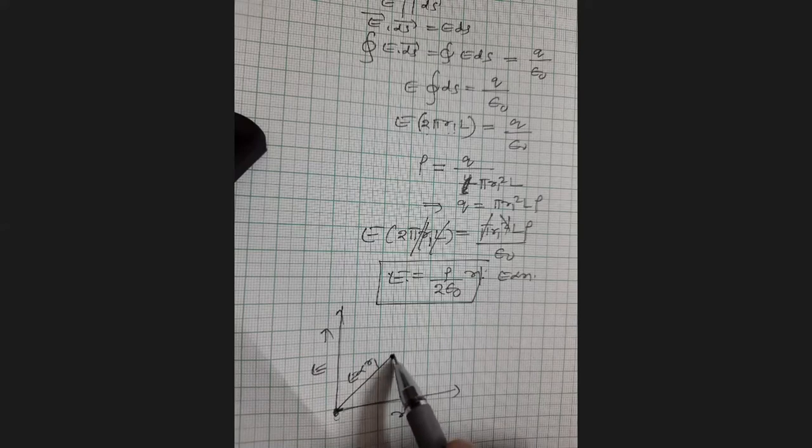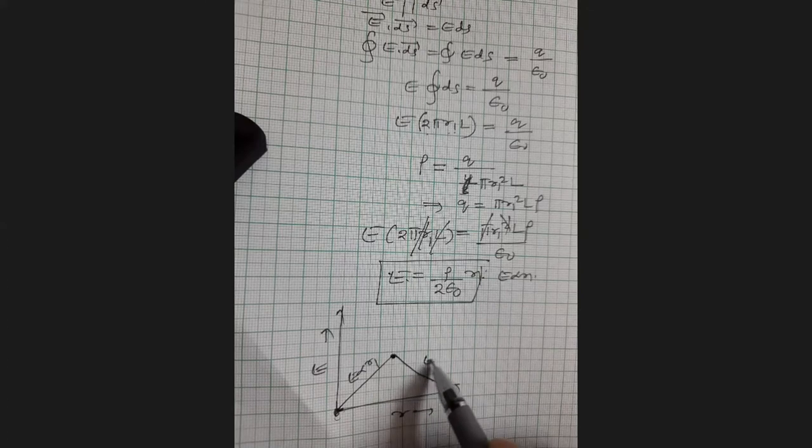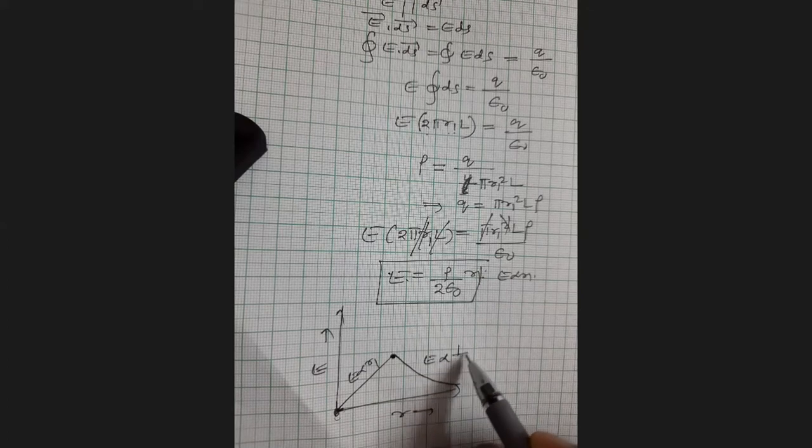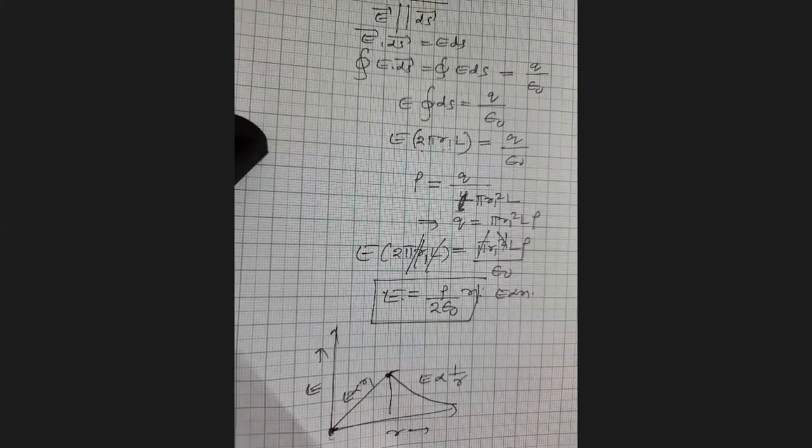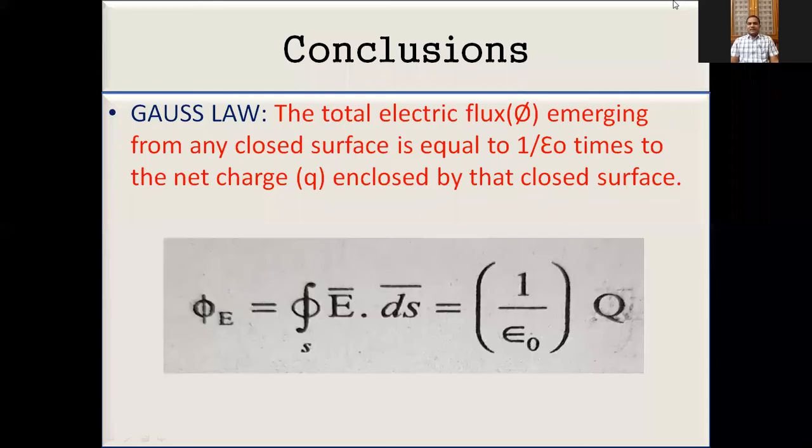Beyond that, if you move further radially outwards, E decreases according to the relation E inversely proportional to R. So E is maximum at the surface. Like this, we can apply the Gauss law for volume charge distribution.